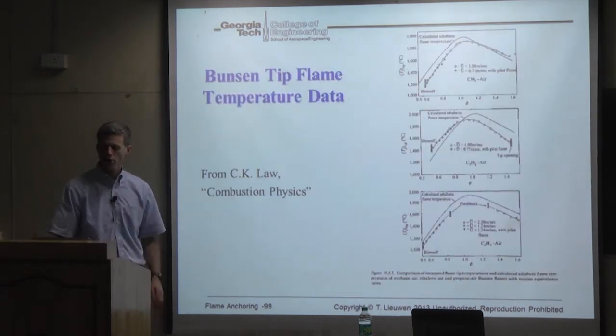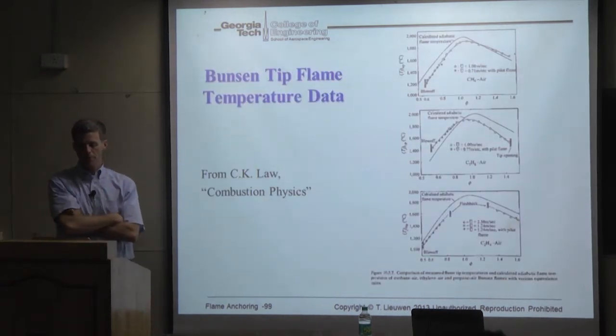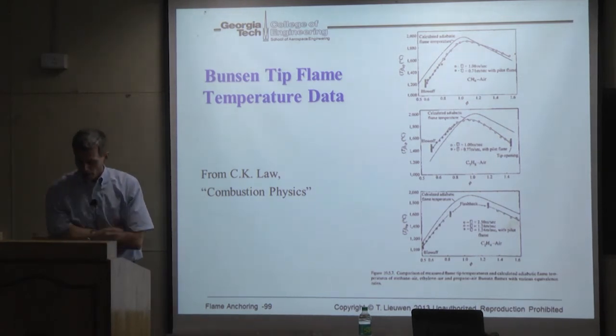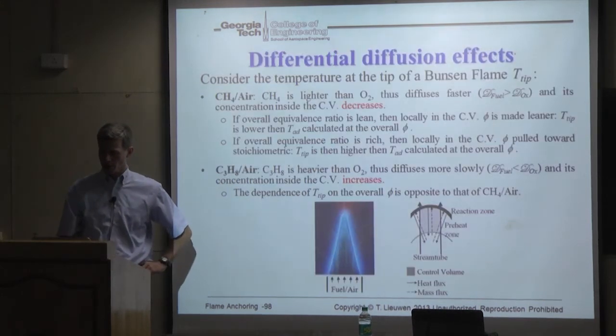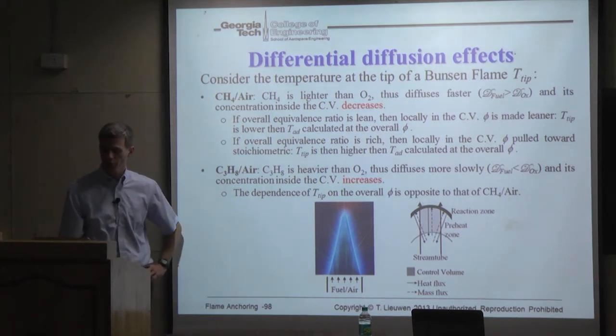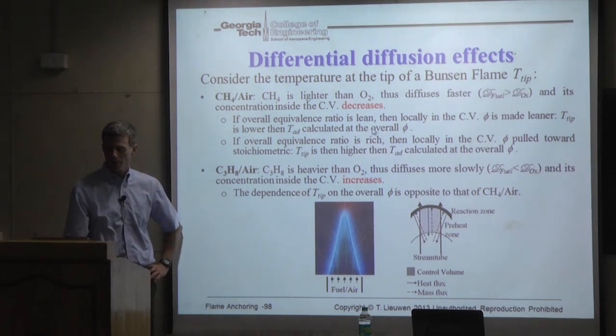So, just want to show you some Bunsen tip flame temperature data. This is actually straight out of Professor Law's combustion physics book, and it just shows the points that we're making. Let's remind ourselves what we just said here. We said that if your overall equivalence ratio is lean, then for a configuration like this, we would expect that due to this differential diffusion effect, your local flame temperature is going to be lower than the adiabatic flame temperature. And if your overall equivalence ratio is rich, your flame temperature would be higher than the adiabatic flame temperature.